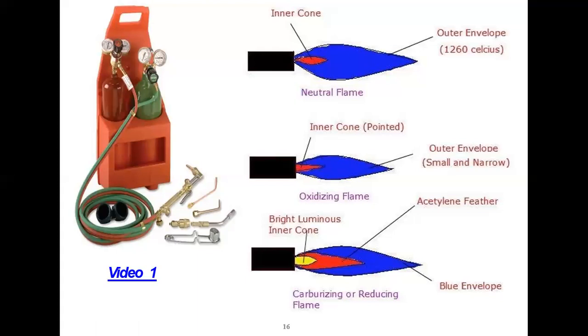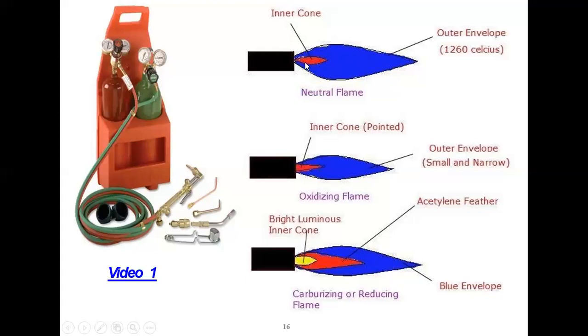Okay, at first I am going to discuss this neutral flame. Basically, in case of this neutral flame, we use both the gases in the ratio of 1:1 by volume. This flame is used for welding of cast iron, mild steel, low carbon steel, and aluminium. That means, in this neutral flame, we have to use the same amount of oxygen and acetylene, and the ratio will be 1:1.